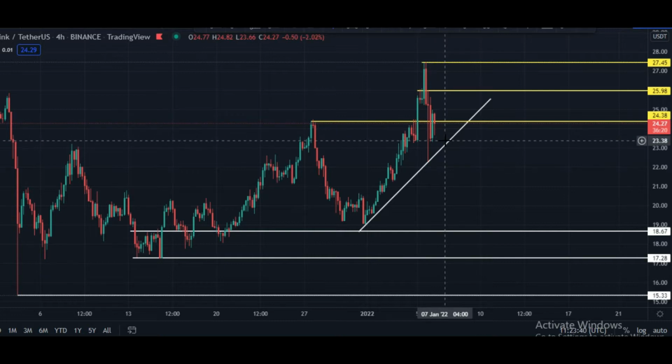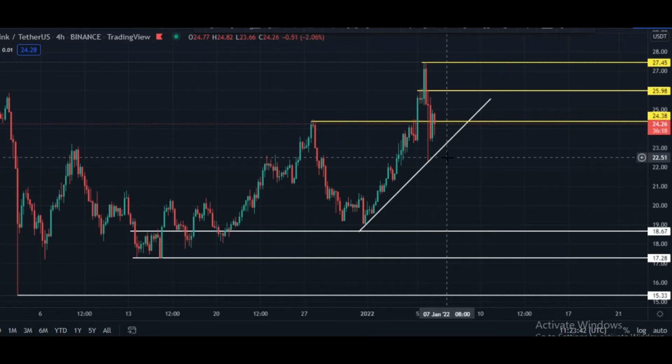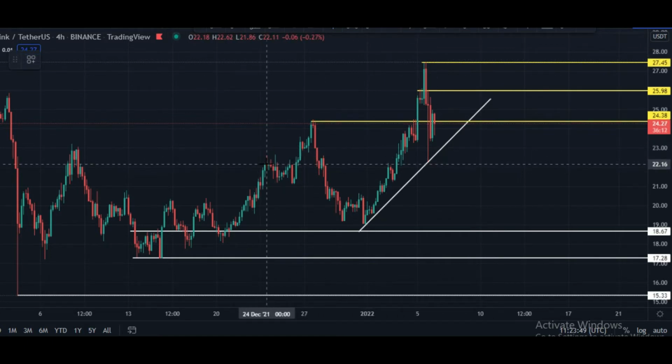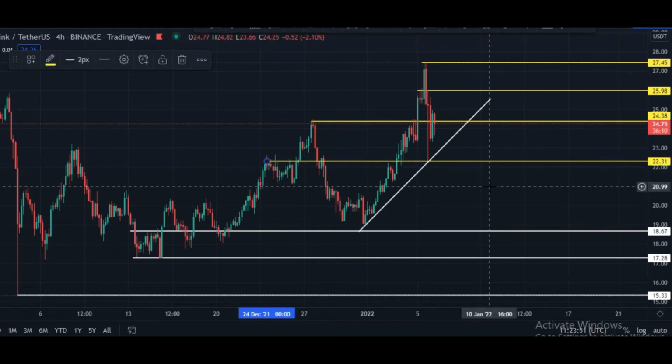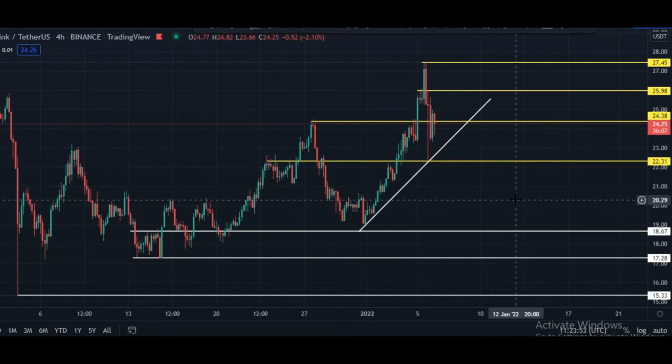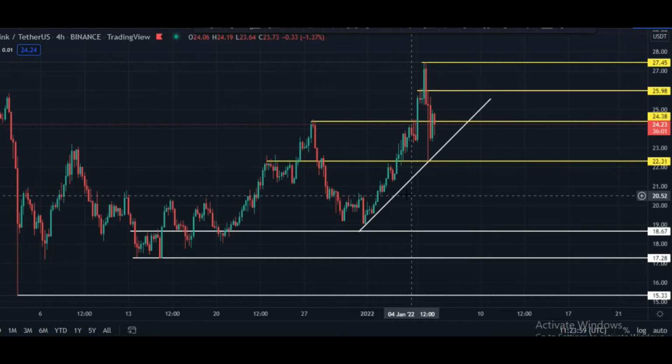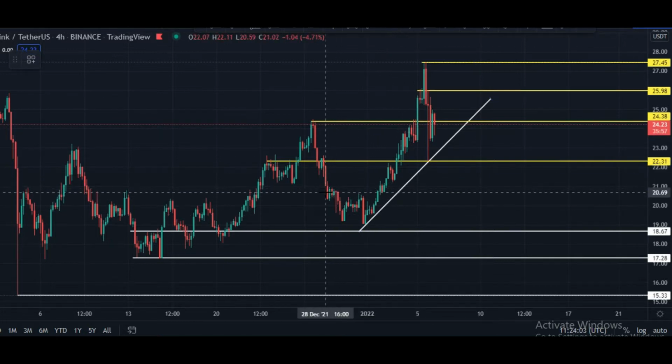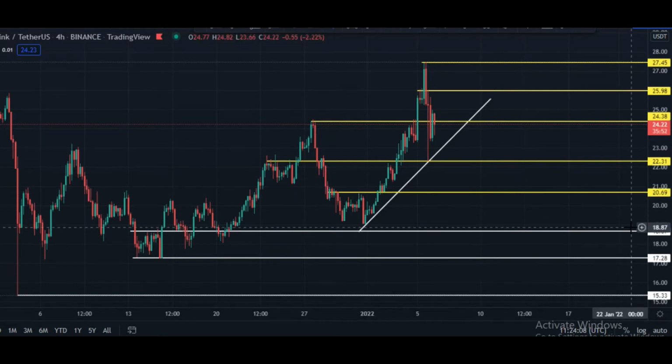Price maybe can go down to $23 price area. After that this will be a good spot at $22 price area. This area is a good spot zone. Here you can see. And if price drop from $22 price zone, then price can go down to hit this zone, $20 price zone and $18 price zone. These all are support levels I mentioned in here. Here you can see. Chainlink have to hold these levels.